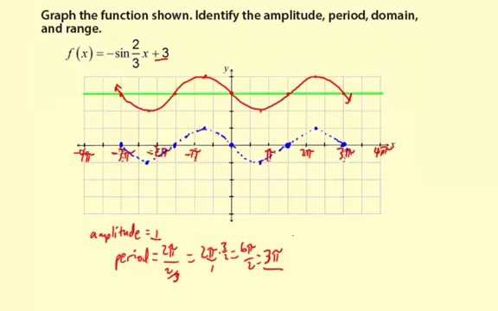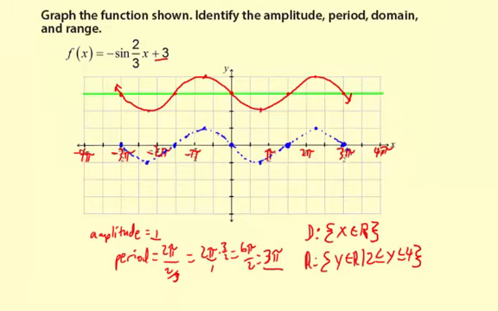Now let's talk domain and range. The domain is simply x is an element of the real numbers because all x values are valid inputs and the function extends forever in both directions. The range: y is an element of the real numbers such that the minimum value is 2, the maximum value is 4. So there's our domain and range.